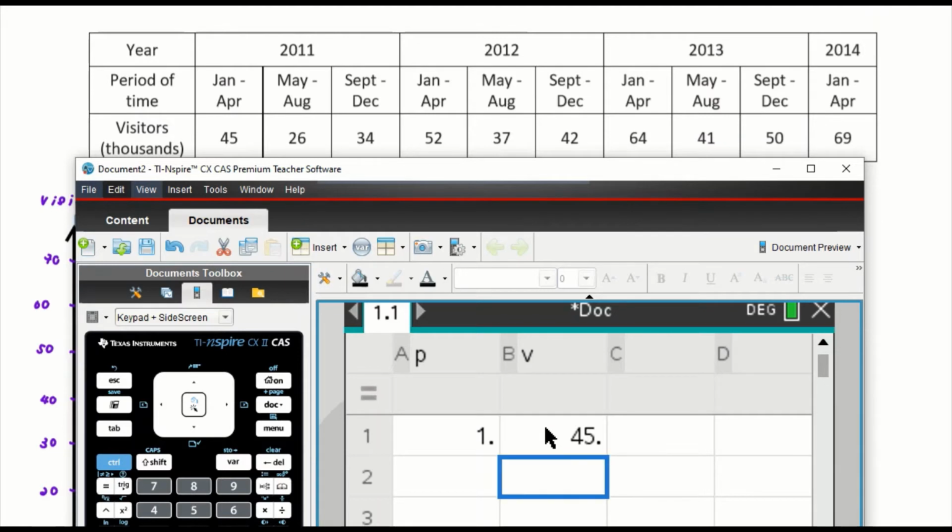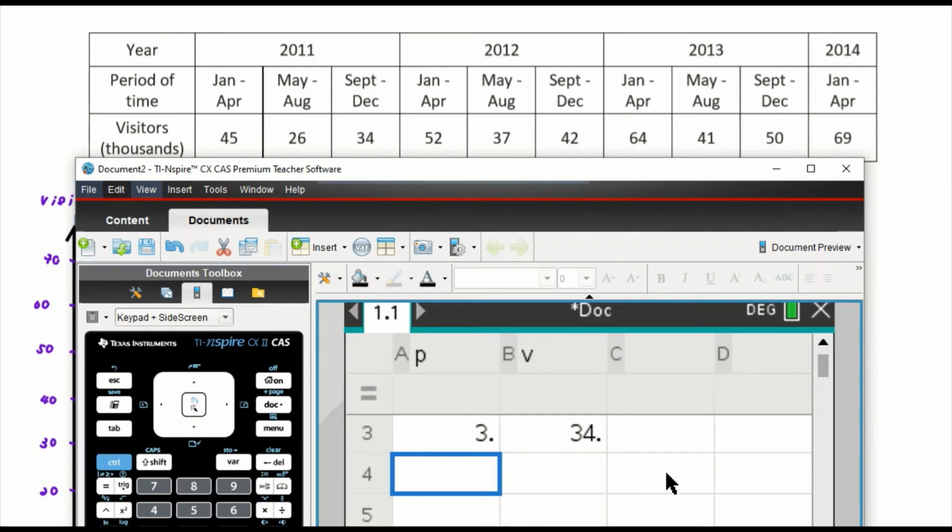All right. After that, when we move on, this is our second period, which represents May to August for the year of 2011. So the 26,000 visitors. Then when we move on, same thing, this is our third period here. So that's why 34. Okay. So we continue to input all this data into our calculator. So fourth period, 52. Then the fifth period, we have 37.